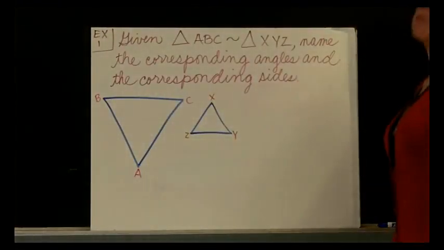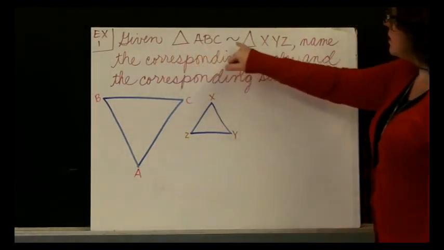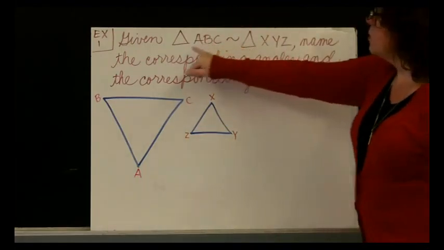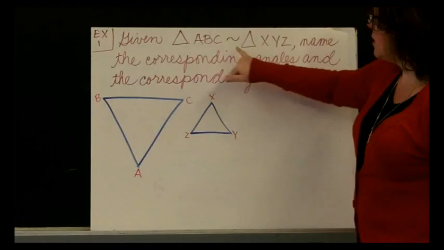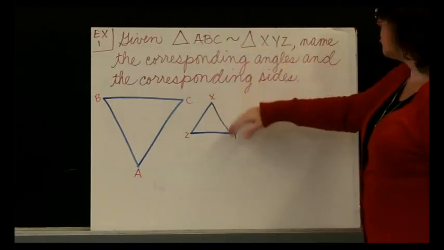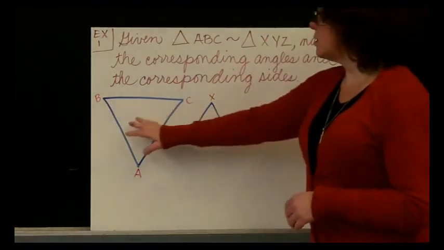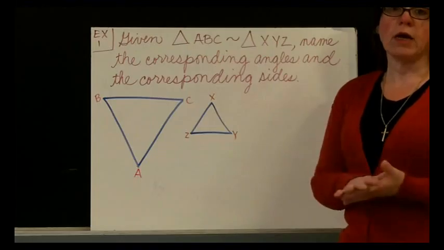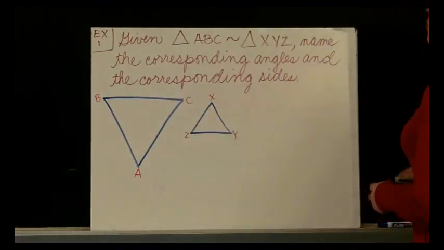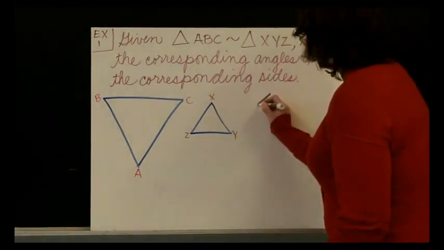Okay, let's take a look at number 1. Given that triangle ABC is similar, notice this similar sign, it looks like a tilde, to triangle XYZ, name the corresponding angles and the corresponding sides. So remember, the fact that these are similar means that their side lengths are proportional and that their angles are equal. So here's how we designate that we're naming an angle.